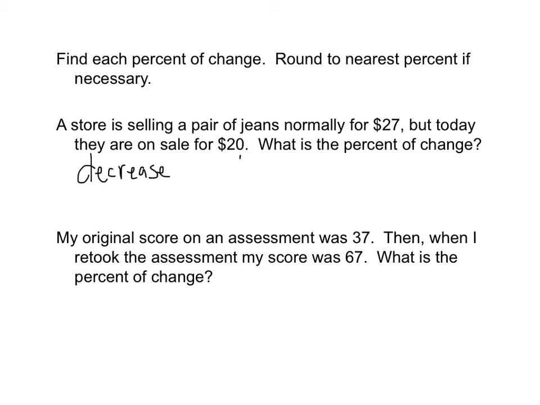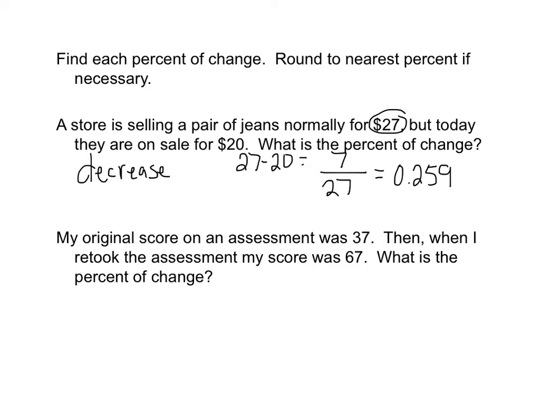To find the change, we're just going to take the difference between the two, so in this case 27 minus 20. So the price has changed $7, and we're always going to compare it to the original amount, in this case, 27. Now we're just going to take 7 divided by 27, which gives us 0.259, and then 259, 259, and so forth.